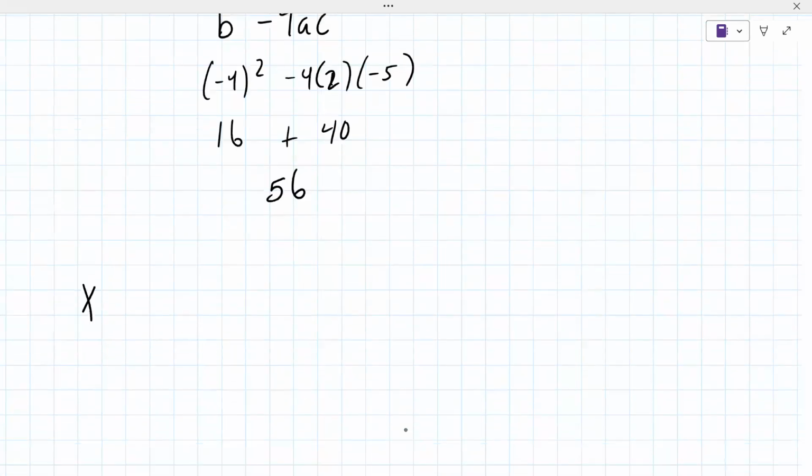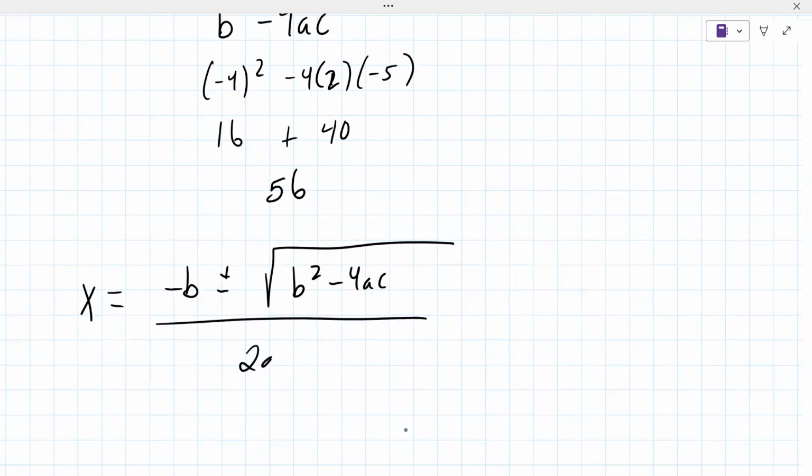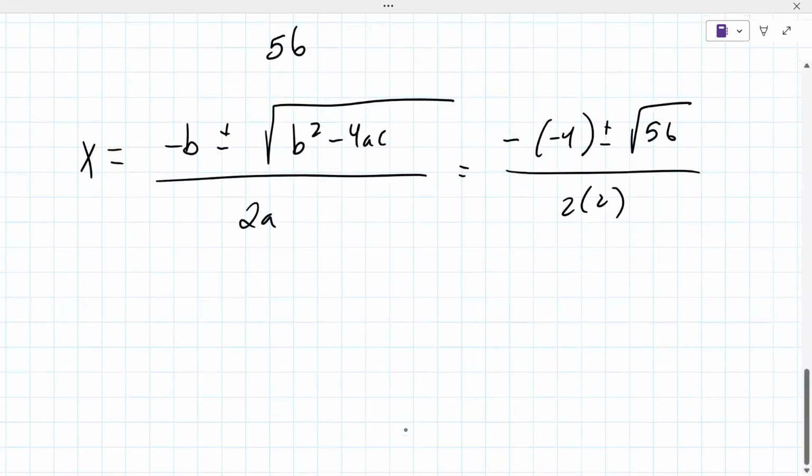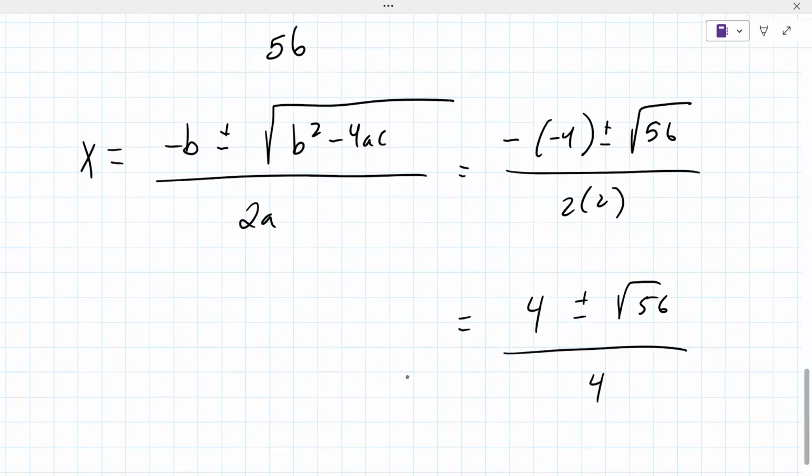So the quadratic formula is opposite of b plus or minus the square root of b squared minus 4ac all over 2a. So that's minus a minus 4 plus or minus the square root of 56 over 2 times 2. So when we simplify this, you get 4 plus or minus 4. Now, what I can't remember is if we had been reducing the roots or not. Were we doing that? We went over it. We did.